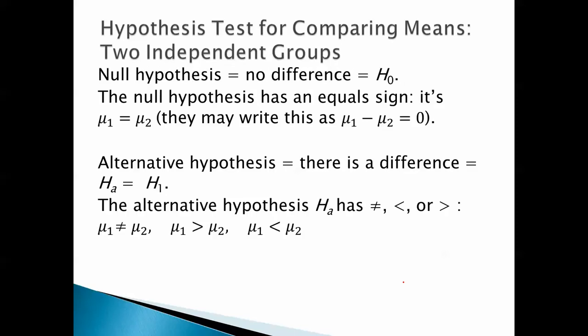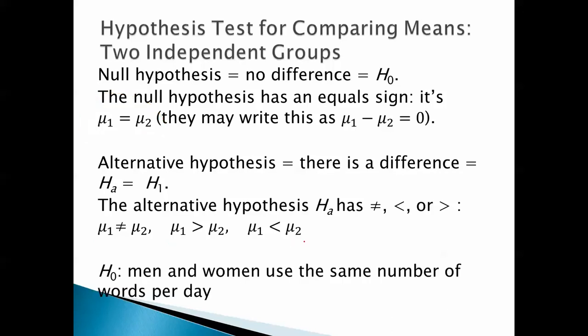As always, the null hypothesis, no difference, they're the same. Men, women speak the same number of words per day. And it would be of the form mu1 equals mu2. The alternative hypothesis would be that there is a difference, and it would be of the form mu1 does not equal mu2, or mu1 is greater than mu2, or mu1 is less than mu2.